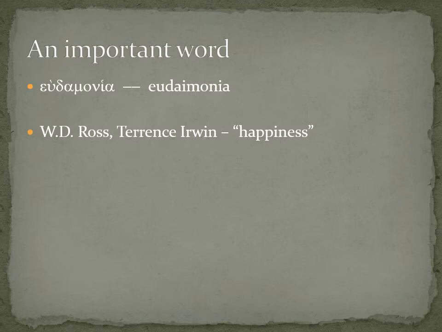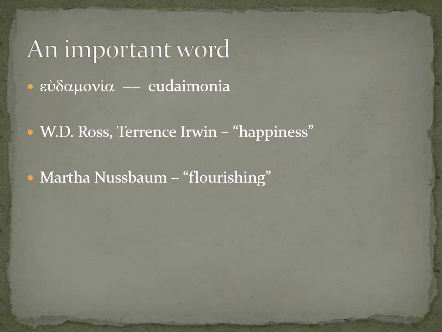Now your translator is W.D. Ross, and Terence Irwin is the translator of the definitive set of the complete works of Aristotle, and both of them will translate eudaimonia as happiness. So this is the word you're going to see when you read. But other translators disagree. For example, Martha Nussbaum, who is a living philosopher teaching in Chicago, translates eudaimonia as flourishing. And I agree that Martha is a little closer to the truth.